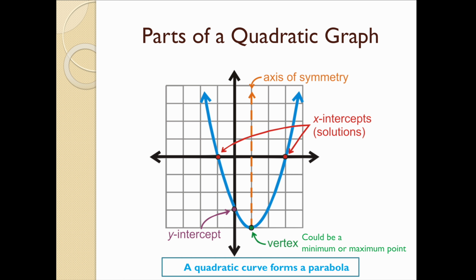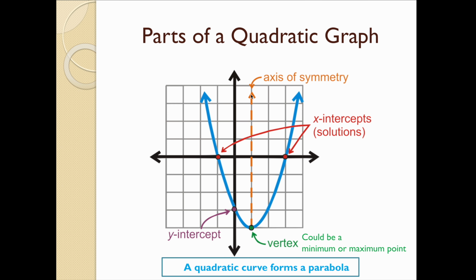Alright, so these are the parts of a quadratic equation. Now we have this one here, the axis of symmetry. This is also referred to as a line of symmetry. This is important because it shows us where the quadratic graph, also known as the parabola, has a turning point.